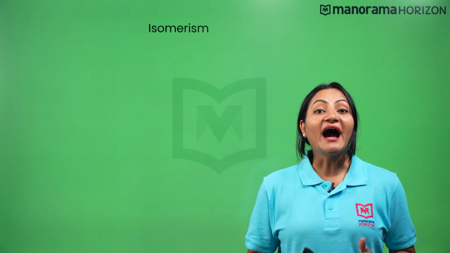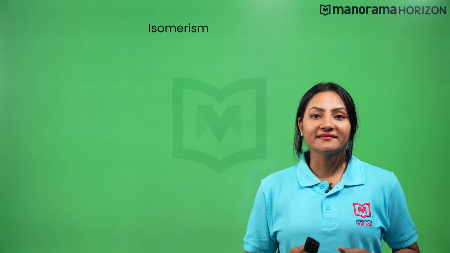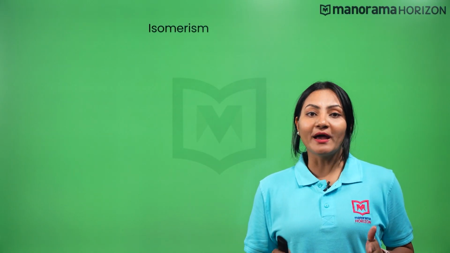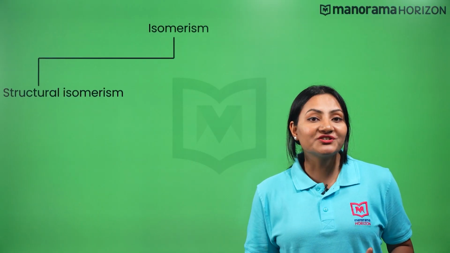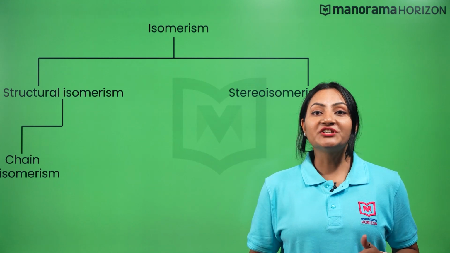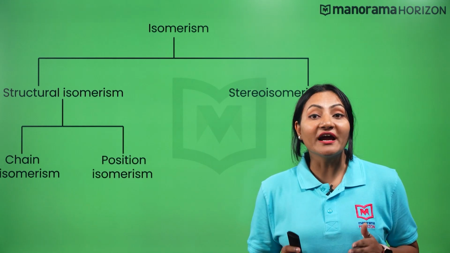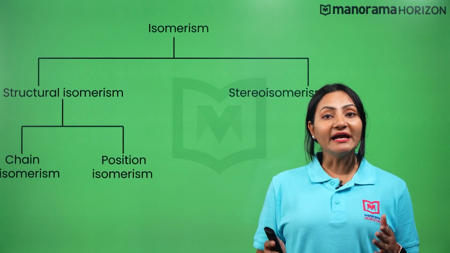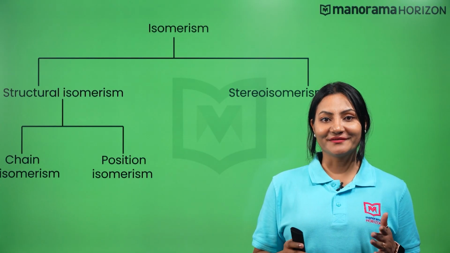Let's discuss isomerism in alkenes. Members of the alkene family exhibit both structural and geometrical isomerism. Alkene shows chain as well as position isomerism, which are types of structural isomerism.